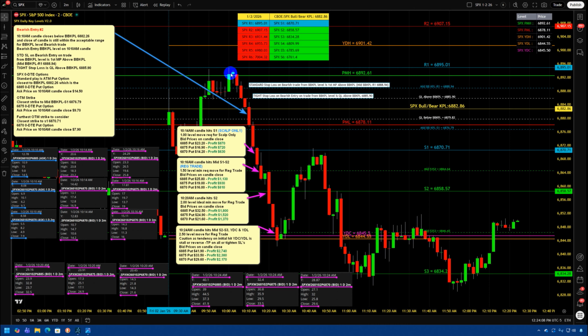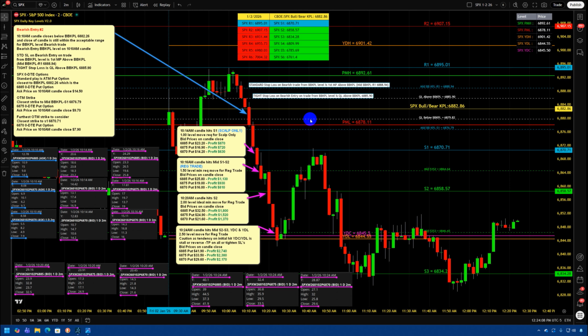It did have two candles here which did, and then it reversed back down, but we're not getting any sustained closes above the PMH level. We're not breaking above the R1 level.